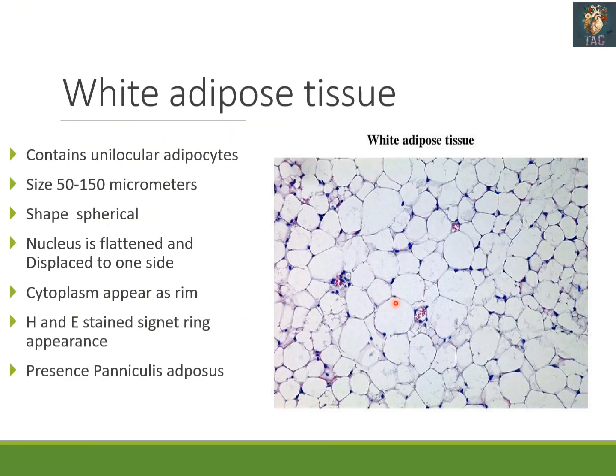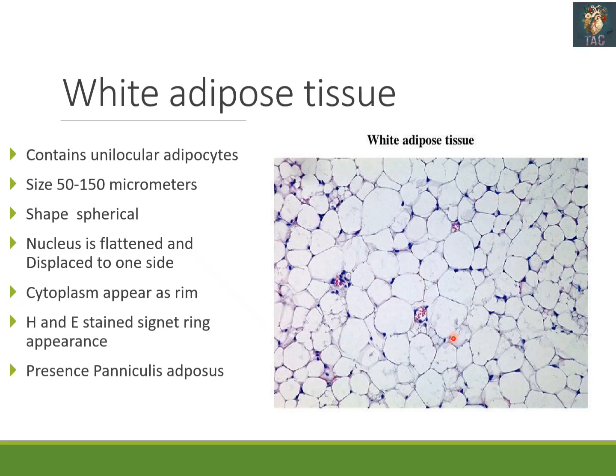White adipose tissue contains unilocular adipocytes. The cells are usually 50 to 150 micrometers in size. The nucleus is pushed towards one side. All of the cell is filled with a lipid droplet, and these lipid droplets are usually washed out during slide preparation. That is why the cell appears empty. The cytoplasm is present in the form of a ring, and this cell typically gives a signet ring appearance.